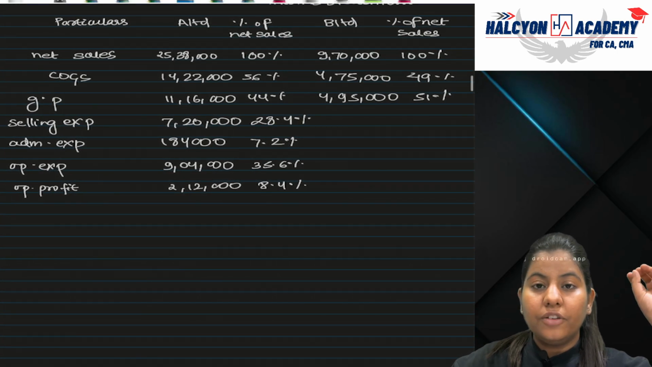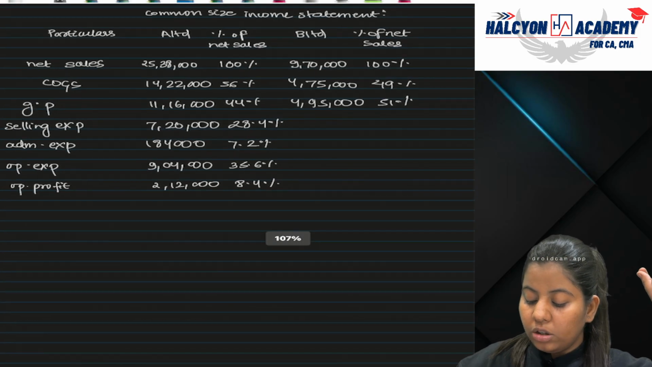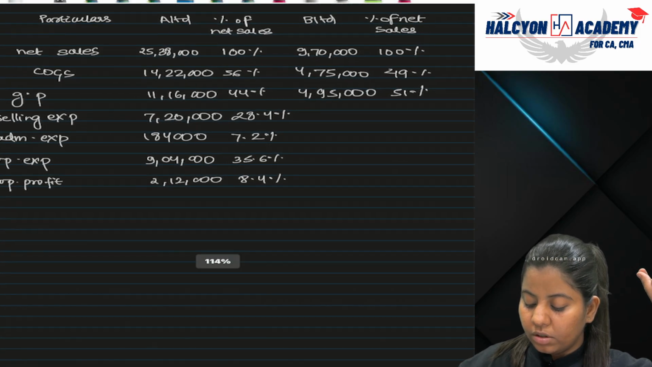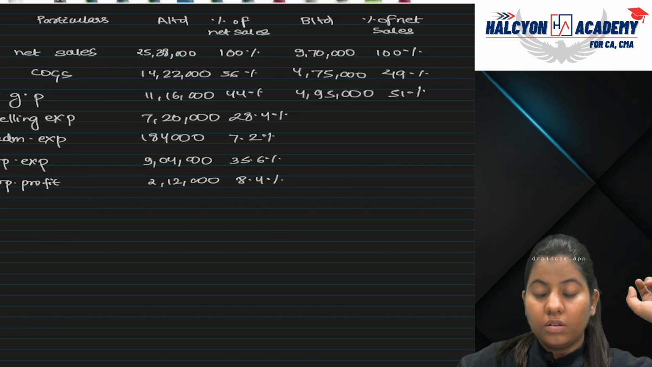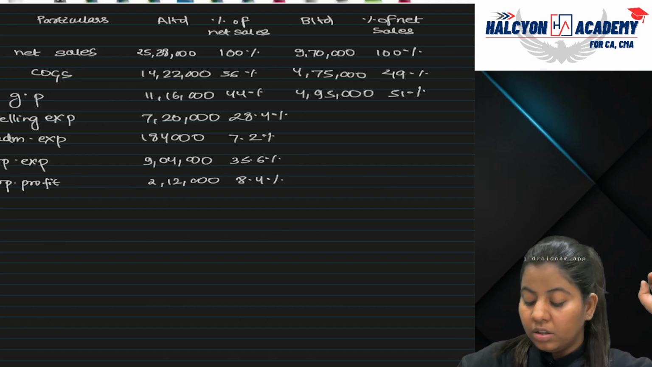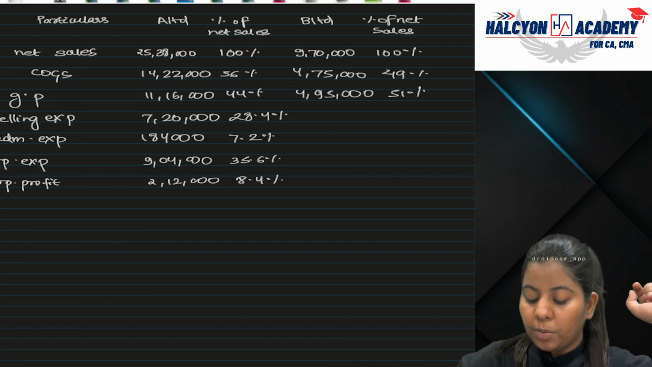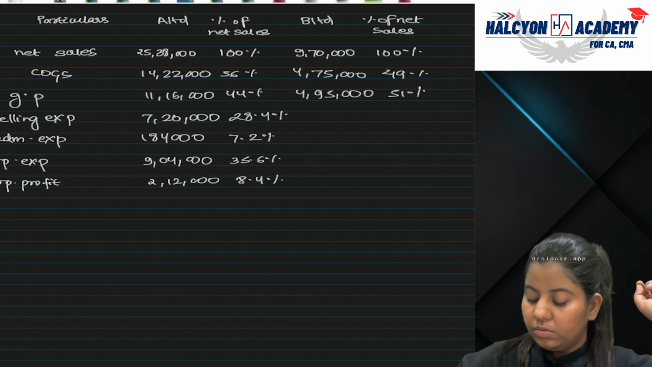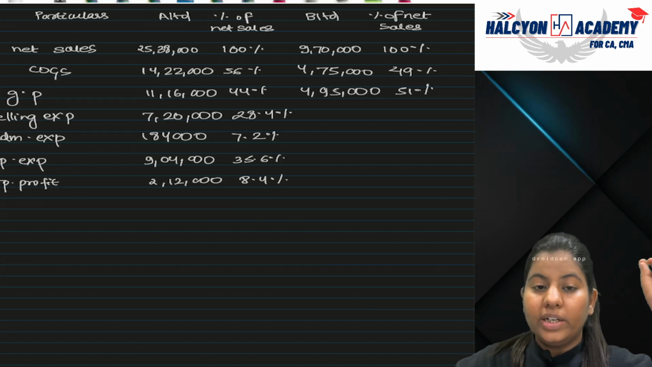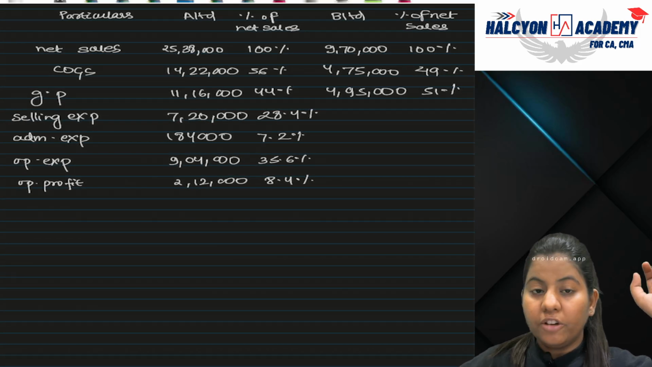I am not writing the formulas or the calculation. If there is any doubt, you can ask me. What we are doing is taking the amount of each and every element and dividing it by the turnover, the common base, that is 25,38,000, into 100. So that's how we are calculating the percentage of each and every element.